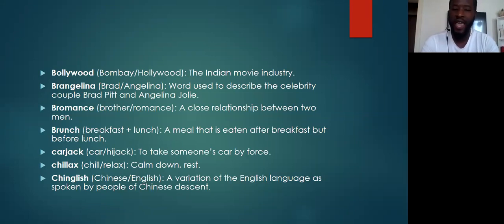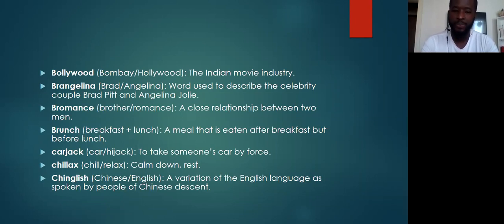And we have chillax. Chillax is a combination of the two words chill and relax, which means calm down or take a rest, okay? So you say to your friend, today I don't want to go out with you. I'm trying to have a chillax. It means I will try to have a rest at home, to have a nap at home, okay?